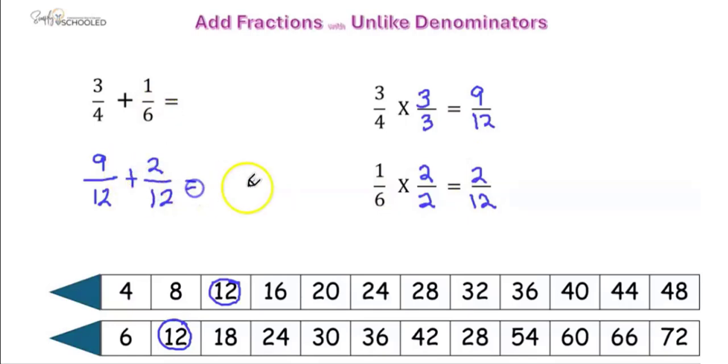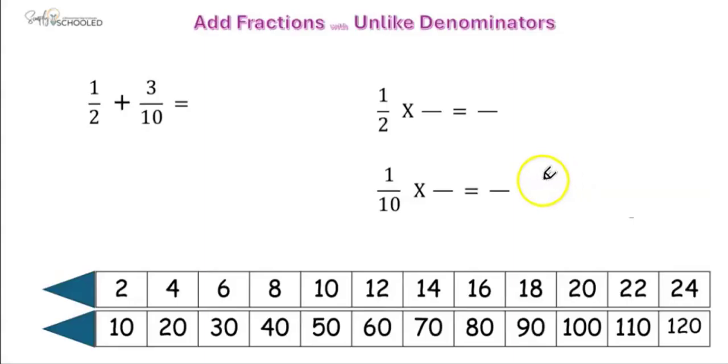2/12. Now I am able to add the fractions. I add the numerators. 9 plus 2 is 11, and the denominator stays the same. So it's the exact same process every time you add. Even if you're adding 3 fractions together, you use equivalent fractions to get like denominators. But we're going to end with one more example.